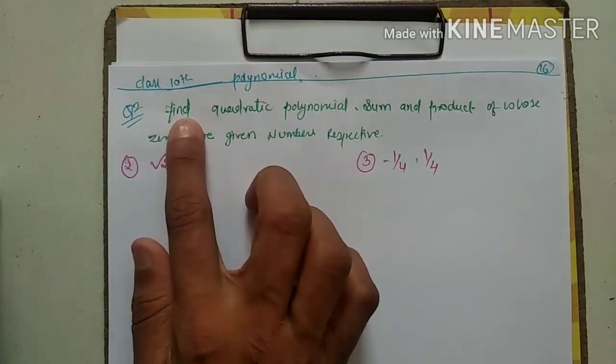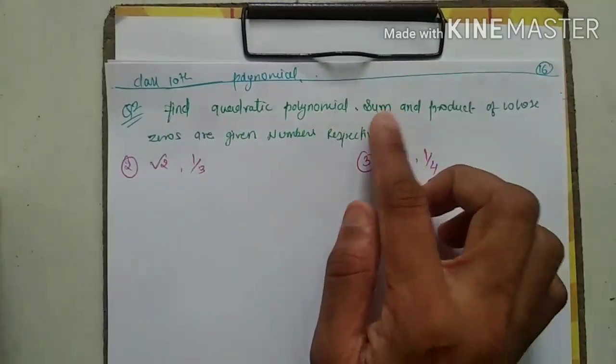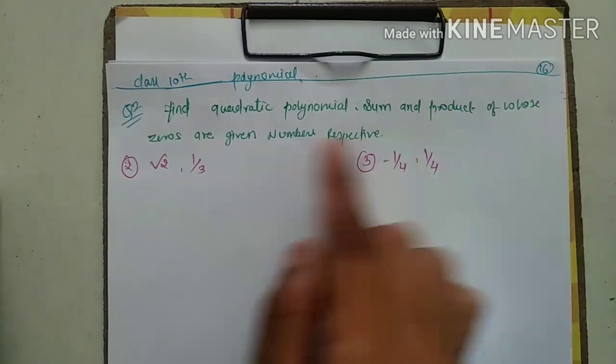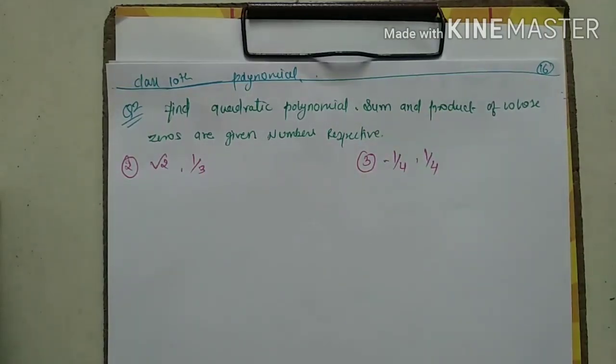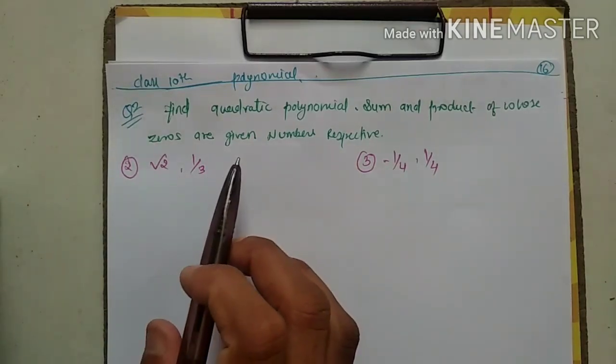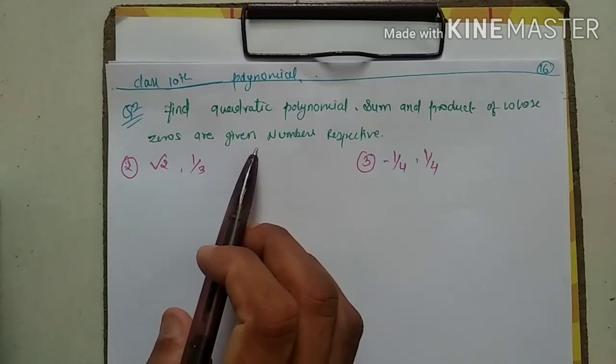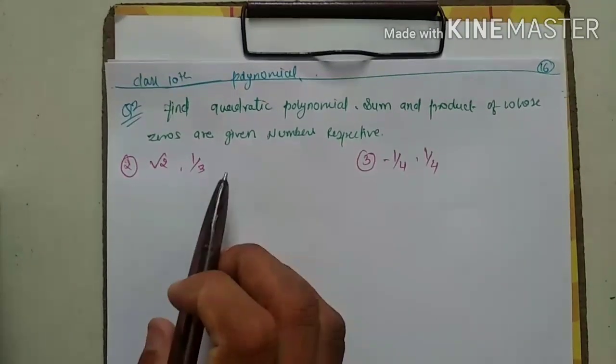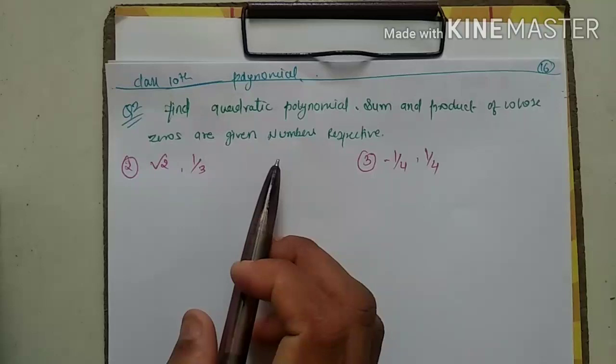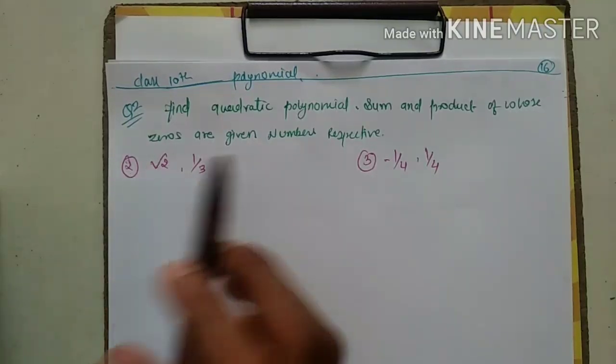Find the quadratic polynomial whose sum and product of zeros are given respectively. First of all, this question already gives you numbers. You don't have to find the value of the zeros, they have been given in this question. You just have to use these numbers and tell the answer. I have taken the second question; the first one is your homework.